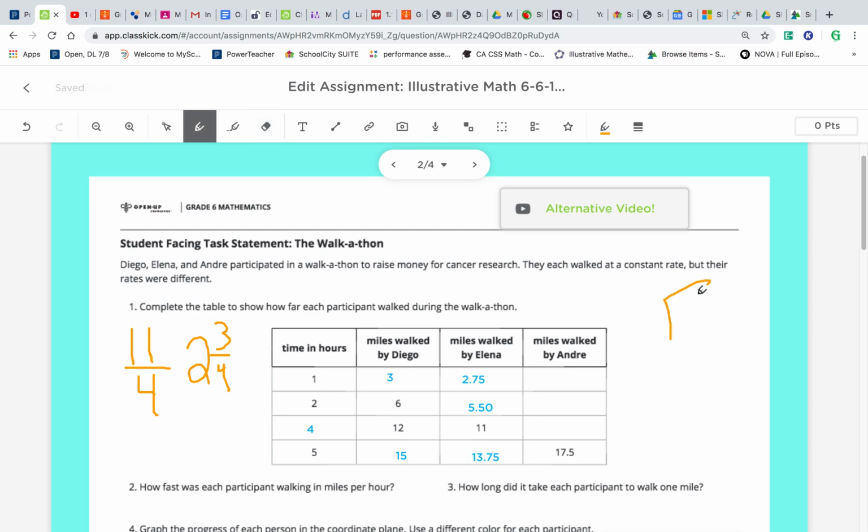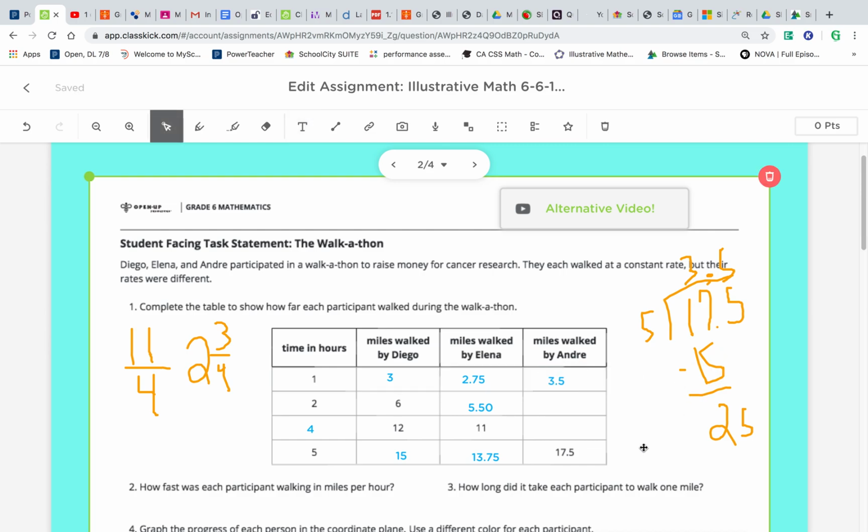So for that, we have our little house, 17.5. I've got a decimal point here, so I need to bring this up here. Divided by 5. Okay, so 5 doesn't go into 1, but it goes into 17 3 times. And then 17 minus 15 is 2. Bring down our 5. And 5 goes into 25 5 times. So 3.5 is how many miles Andre walks in 1 hour. So we can fill that in here.